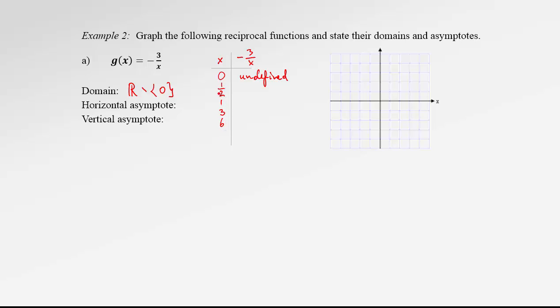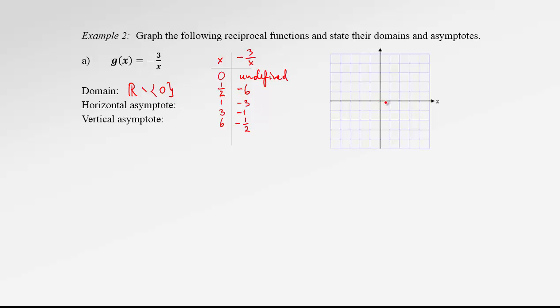If we choose x equals 1/2, let's see this calculation on the side. Negative 3 over 1/2. Remember, to divide by a fraction, we multiply by its reciprocal, so that's the same as negative 3 times 2, which is negative 6. So the value is negative 6 here. If we choose 1 for x, negative 3 over 1 is negative 3. If x is 3, then we have negative 1. If x is 6, we have negative 3 over 6, which reduces to negative 1/2. And that's good enough to plot.